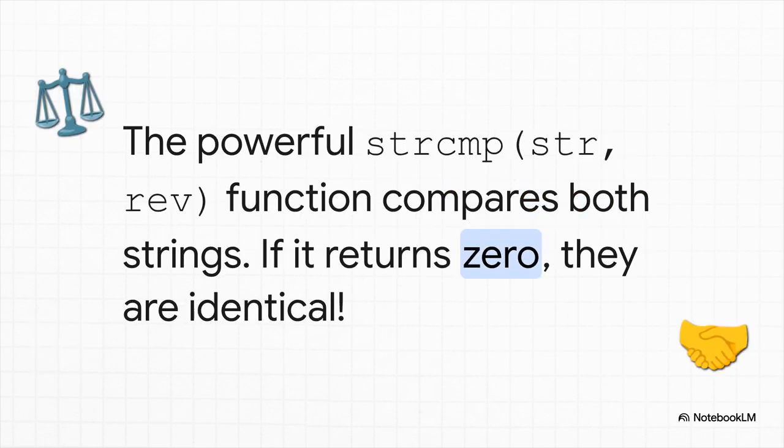All right, so we did all the work of building this reversed string. Now comes the easy part. We use C's built-in string compare function, strcmp, which is short for string compare. It does all the heavy lifting for us. It looks at our original string and our new reversed one, and if they're a perfect match, it returns a 0. And if we get that 0, we know we have a palindrome.